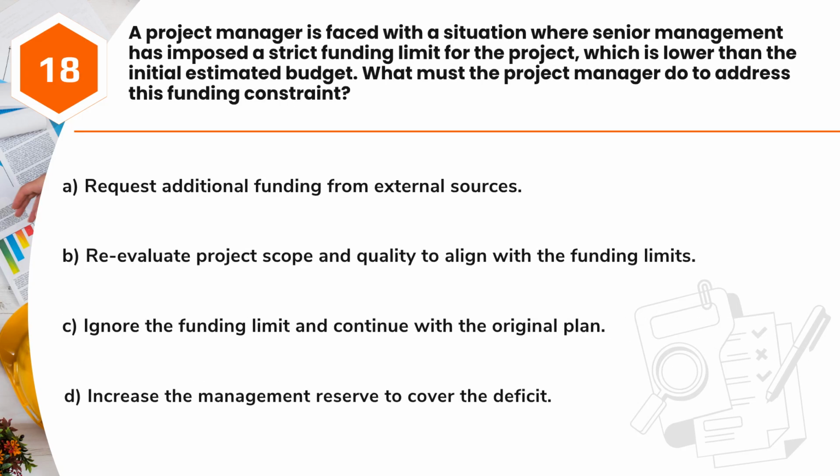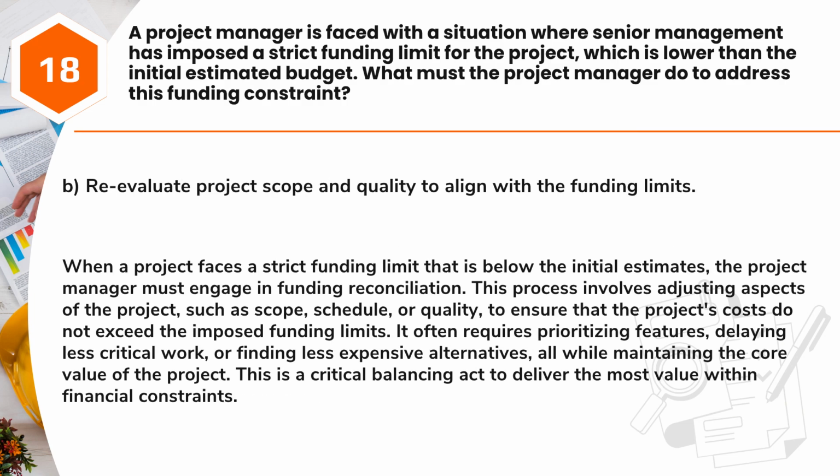Question 18. A project manager is faced with a situation where senior management has imposed a strict funding limit for the project, which is lower than the initial estimated budget. What must the project manager do to address this funding constraint? A. Request additional funding from external sources. B. Reevaluate project scope and quality to align with the funding limits. C. Ignore the funding limit and continue with the original plan. D. Increase the management reserve to cover the deficit. Answer: B. Reevaluate project scope and quality to align with the funding limits.